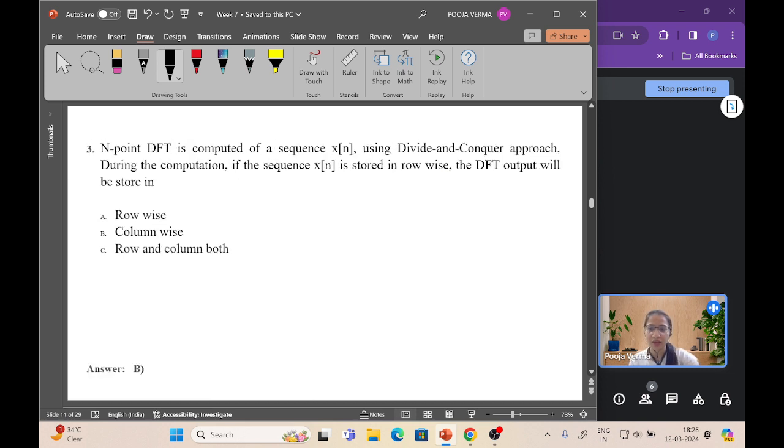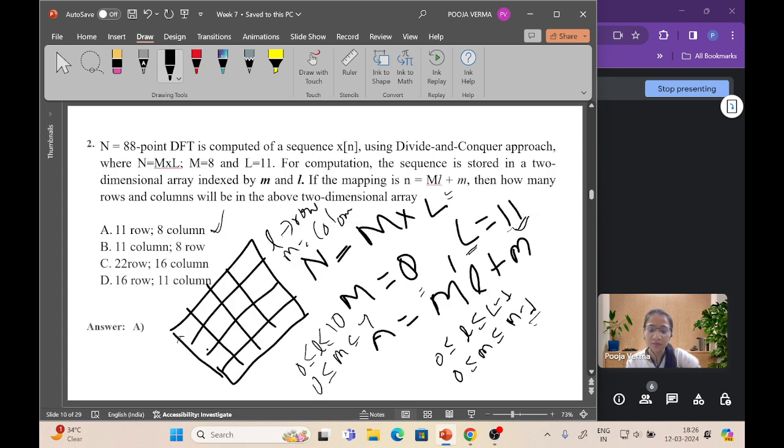Okay, so next question: an N-point DFT is computed of a sequence x of n using the divide and conquer approach. Then the mapping is done, let's say, as m plus Ml, or Ml plus m. Then the exact number of rows will be 8 and number of columns will be 11. It depends on which way the mapping is done.